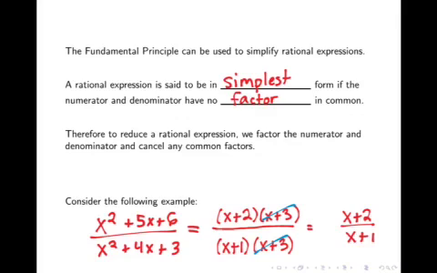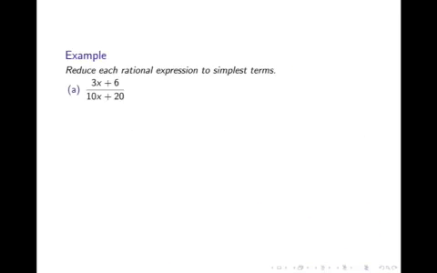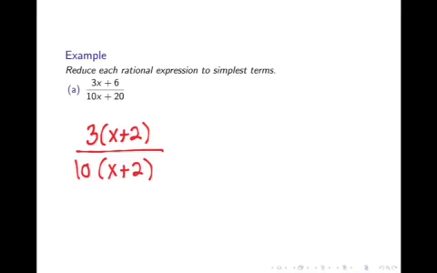Okay, so let's look at some more examples of how we can reduce. In this first one, our factoring technique that we'll use is just factoring out a GCF in both of these. So in the top we can factor out a 3 and we have x plus 2. In the bottom we can factor out a 10 and we have x plus 2. And now we see that we have an x plus 2 in the top and in the bottom, and those cancel, and this reduces to just 3 over 10. And that is our final answer.